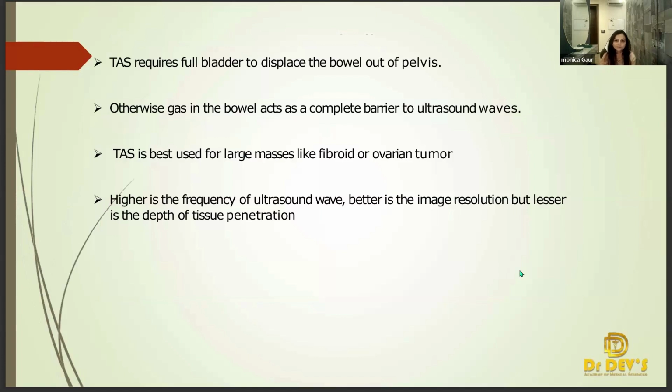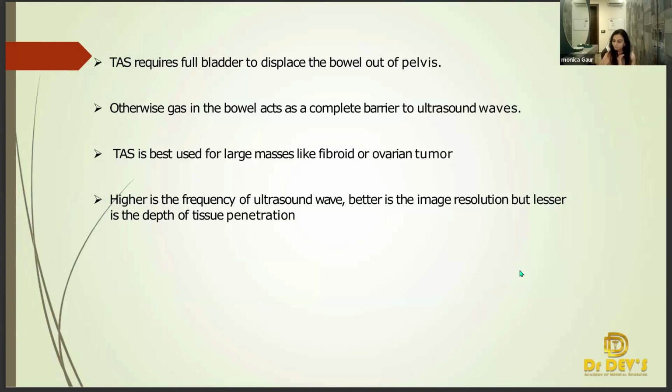Again, there are some pointers whenever we start the scanning. In transabdominal scan, we do need a full urinary bladder. Now, why do we need the full urinary bladder? So that the bladder itself can displace the intestinal loops which are lying nearby in the pelvis.